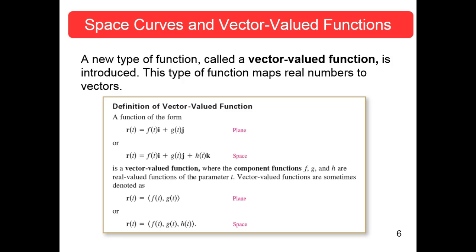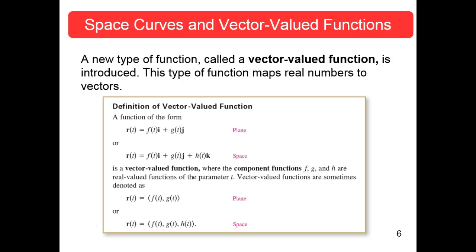F, g, and h are scalar functions, but they represent components of a vector as opposed to coordinates of a point. This is a vector valued function, where the component functions, not coordinate functions, but component functions f, g, and h, are real valued functions of the parameter t.